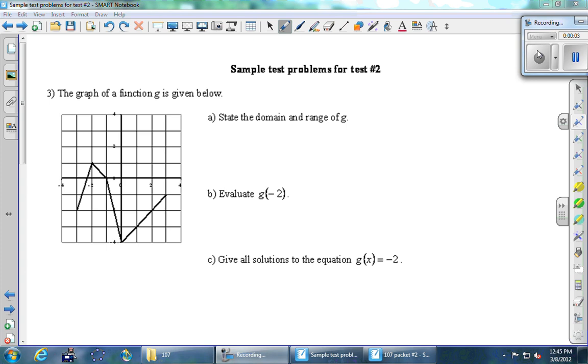This is problem number 3 on the sample test problems for test number 2. A graph of a function g is given below. Part A, state the domain and range of g. Domain, remember, is the set of all the x's. Range is the set of all the y's. So let's first focus on the x's.